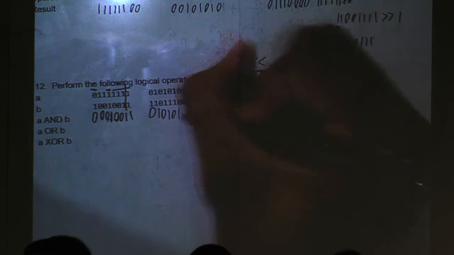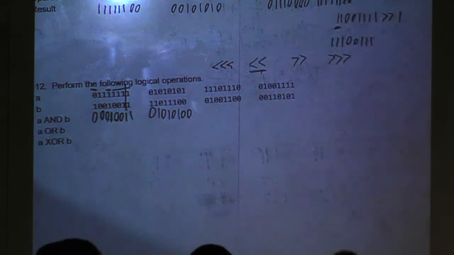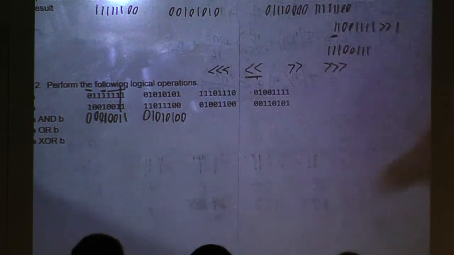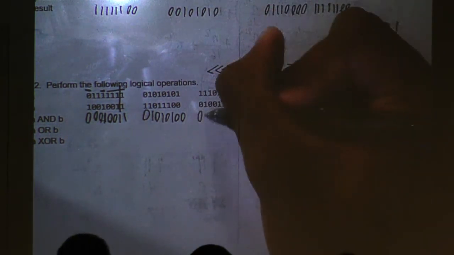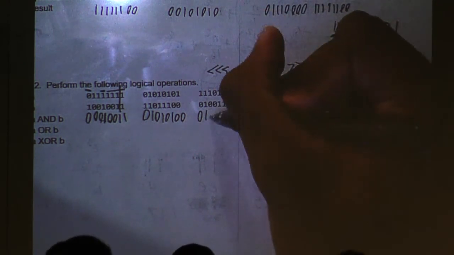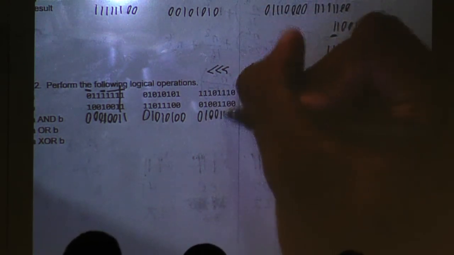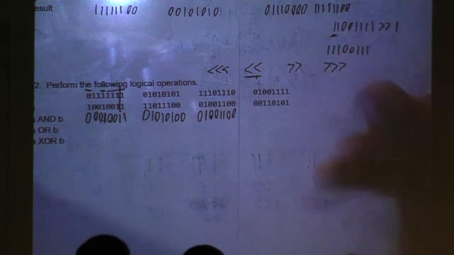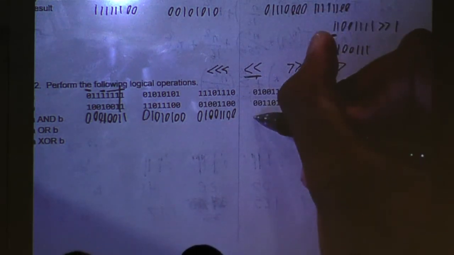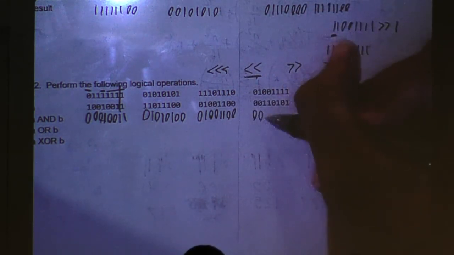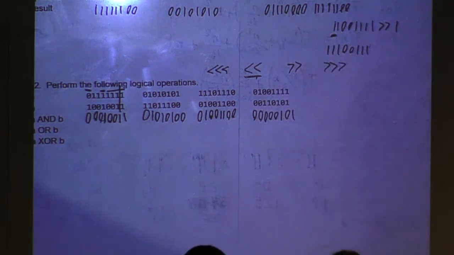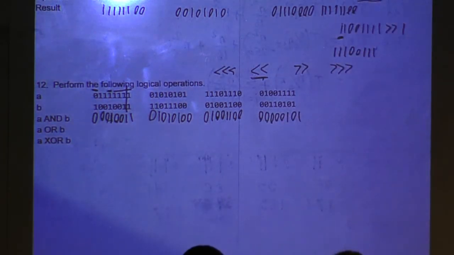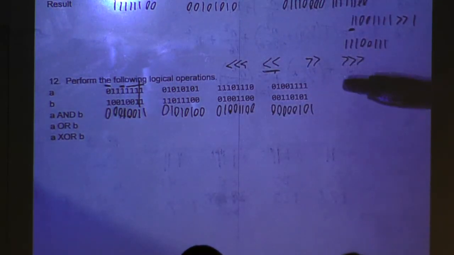1, 0, 1, 0, 0. And this one here, you have a 0 here, so you're going to have a 0. You bring down the 1. You're going to have zeros for these, 1s and 0s. And these two here, you're going to have 0, 0, 0, 0, 0, 1, 0, 1. Okay. Any question on the AND part?